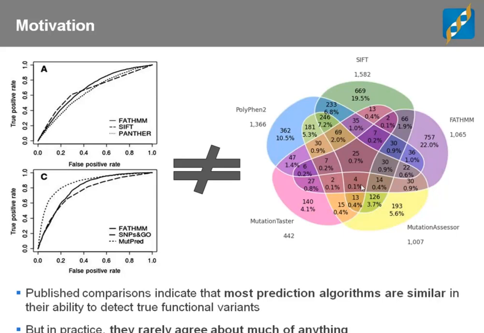So this is from a particular sample that had about 10,000 total non-synonymous variants. Around 30% of those were predicted damaging by at least one of these 5 algorithms, but there's only 25 where they all agree it's damaging. So that's what we want to talk about today, is why they disagree with each other so much.